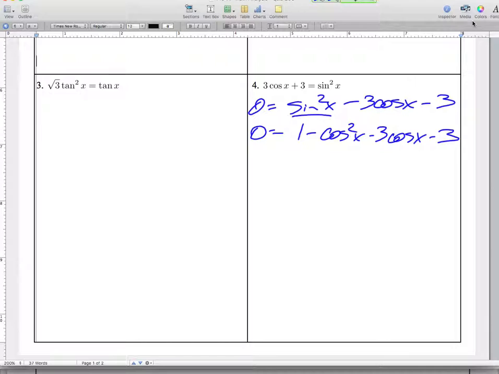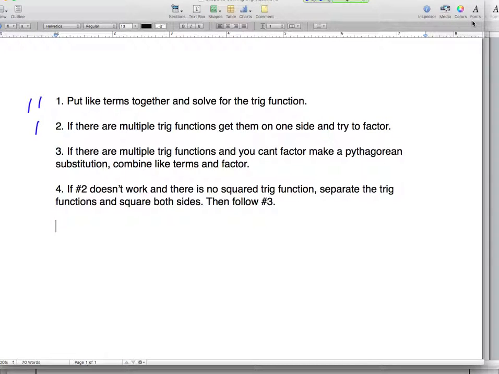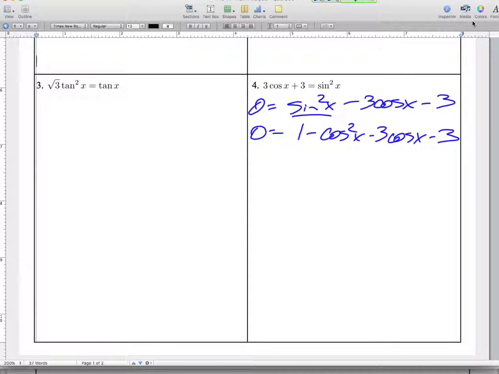Now what? What'd you say? I was just saying this way you have a ton of negatives. I don't like it. So we are now at the point where we're dealing with number 3. We've got multiple trig functions and we were not able to factor, so we made a Pythagorean substitution. So now I want to combine my like terms and factor. Make sure you put them in the correct order. So negative cosine squared x minus 3 cosine x and minus 2. Okay, so now our squared term is negative. We don't want it to be negative, so we want to change all the signs.